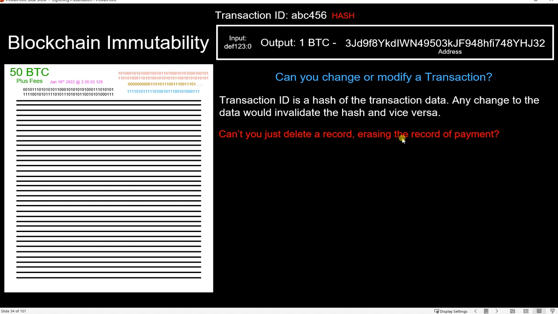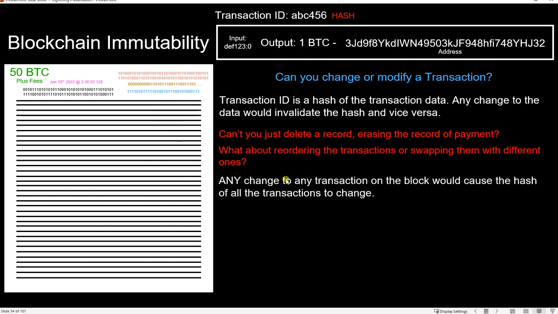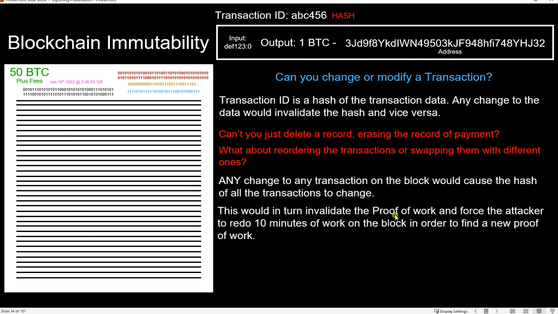Well, can't you just delete a record? Can't someone just delete a record, erasing a payment? Well, I mean, you could, but what would you do? What would you do if you tried reordering the transactions or swapping them with different ones? Any change to any transaction in this block would cause the hash of all the transactions to change. Anything. If you add a 1 or 0 at the very end, the hash would change. If you modify anything about any of these transactions, this hash will change. This would in turn invalidate the proof of work and force the attacker to redo 10 minutes of work on the block in order to find a new proof of work.